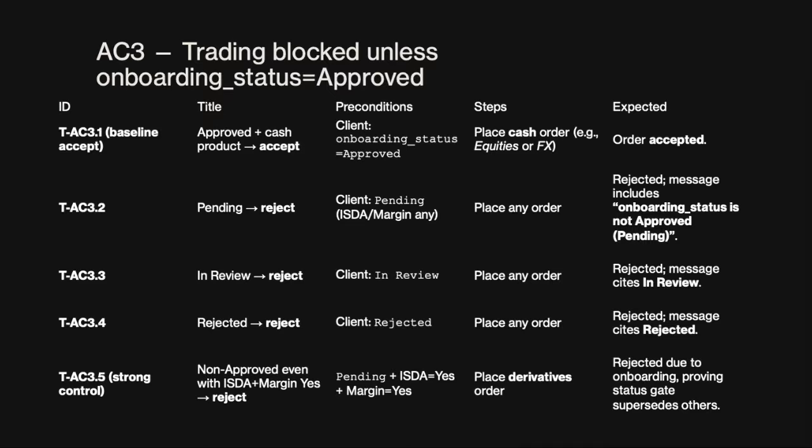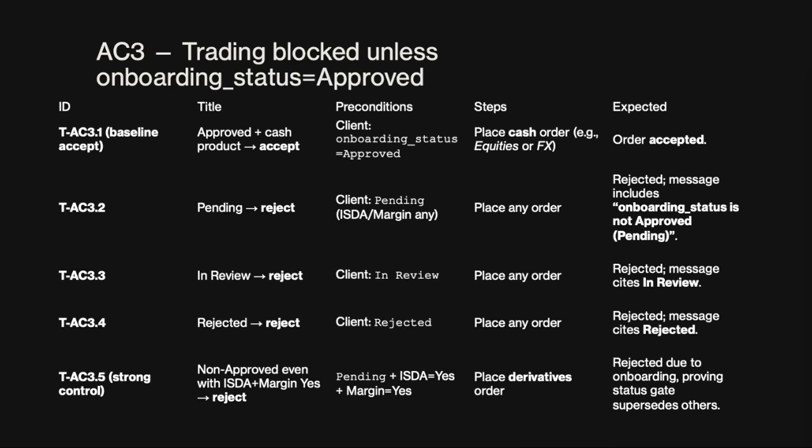Test AC 3.1, baseline acceptance. We start with an approved client and a cash product, either equities or spot FX. Purpose, prove the happy path works before we add other rules. Expectation, order accepted. Test AC 3.2, pending, reject. Same action, but the client is pending. ISDA and margin don't matter. Expectation, rejected with a clear reason that includes onboarding status is not approved, brackets pending.